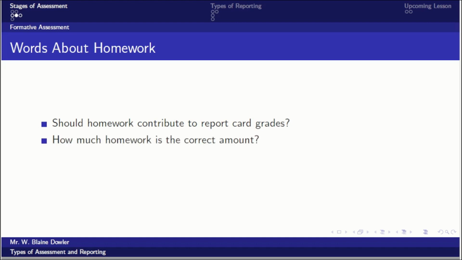Now, how much homework is the correct amount? Cognitively speaking, we just need to interrupt the forgetting cycle and make sure that we are reinforcing and ideally retrieving it. So Monday's lesson should not just have homework due Monday. We want to space it out for a few days. Let them try more Tuesday. Let them try more Wednesday.